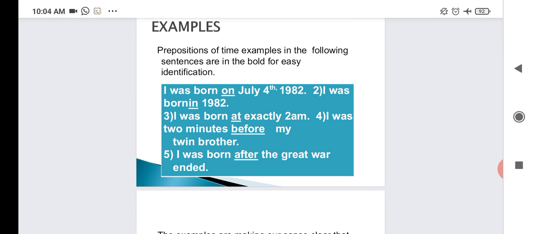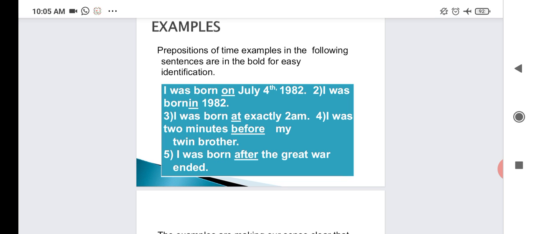Taking the example, prepositions of time. That example or number of examples are revealing what? These are revealed through underline, these are revealed through bold, and for our easier identification, these are underlined words. Starting with the first word, I was born on July 4th, 1982. Isn't it? જોયું તમે માર્ક કર્યું?